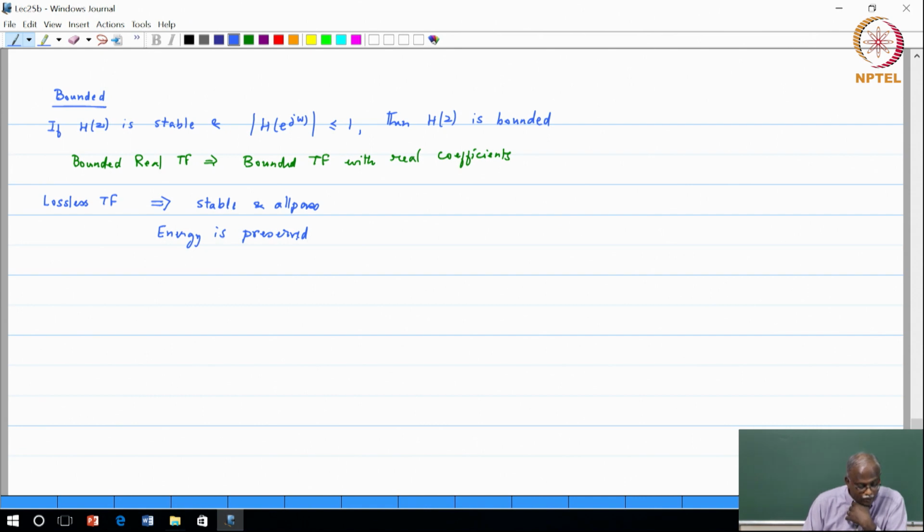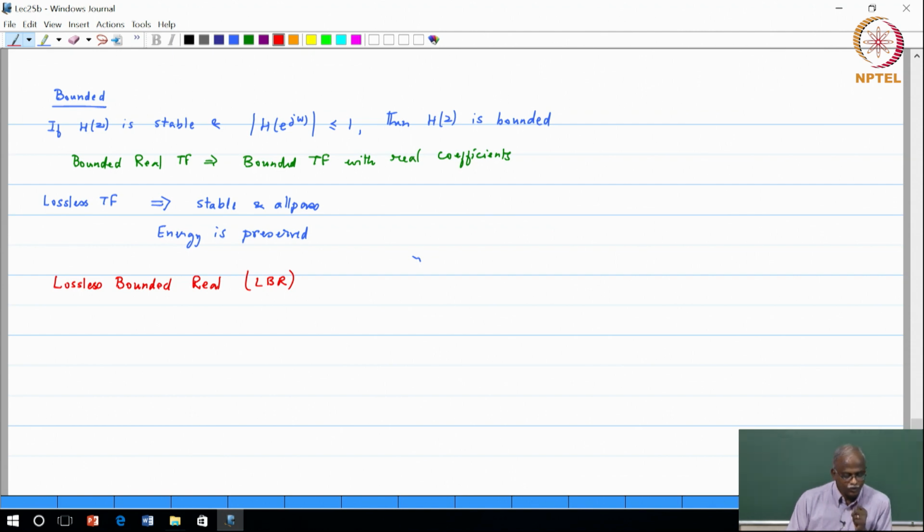Now I want to ask you to think about the following. Does this statement make sense? A class of functions that are lossless bounded real transfer functions, LBR. Does that make sense? It is a transfer function that preserves energy and is well behaved on the unit circle.